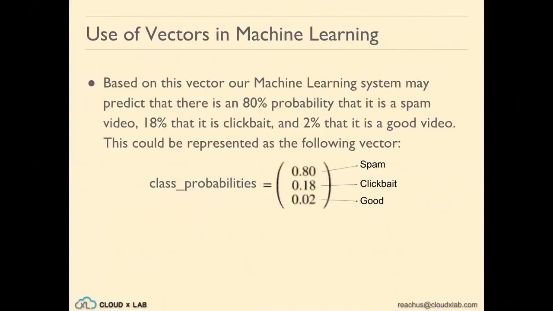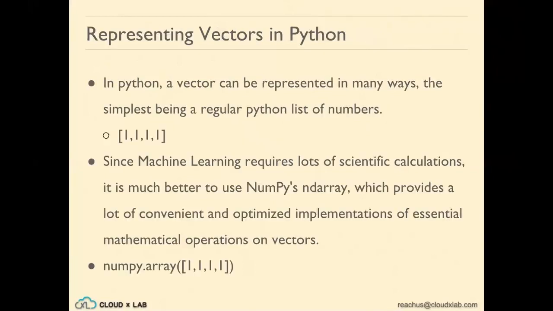Based on this vector, the one we were talking about for the video, our machine learning system may predict an 80% probability of it being spam, 16% being clickbait, and 2% being a good video. This could be represented as the following vector. So basically we'll be using lists of numbers extensively.